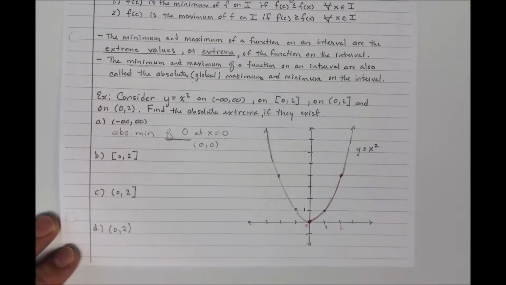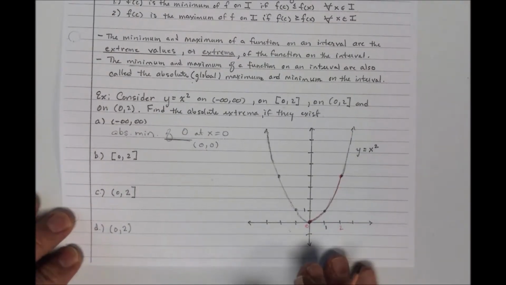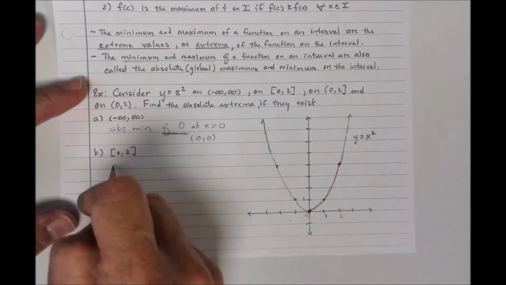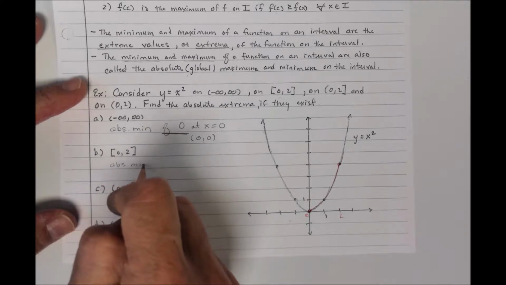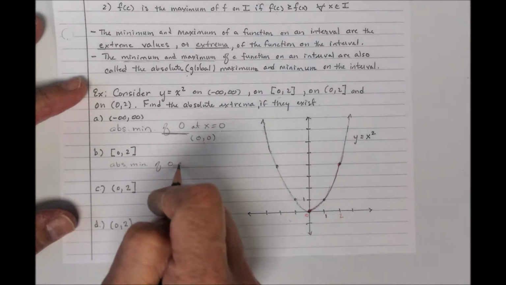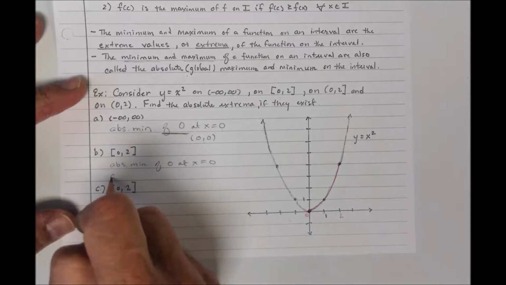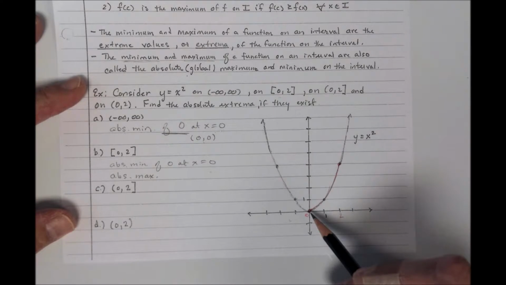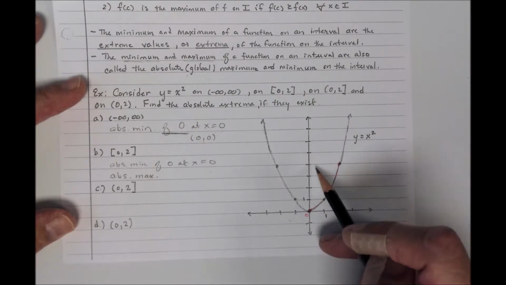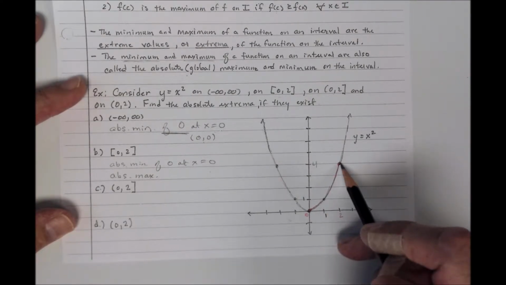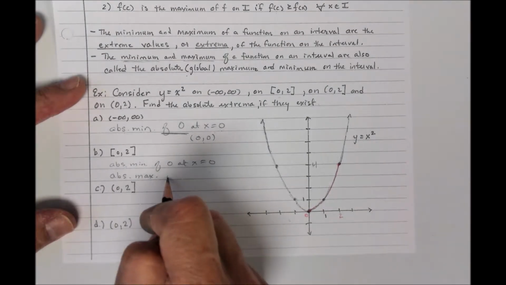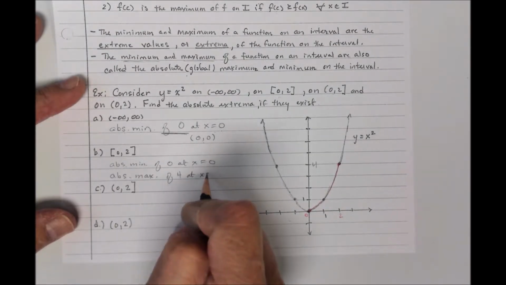Well, in this case, I'm going to have both an absolute maximum and an absolute minimum. The absolute minimum is still 0, 0. So it's an absolute minimum of 0 at x equals 0. But I'm also going to have an absolute maximum this time, because on this part that's outlined in red, you can see that the largest y value of any point on this curve in red is at 4, and that happens when x is 2. So I have an absolute maximum of 4 at x equals 2.